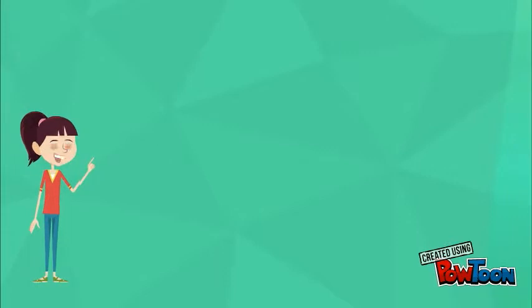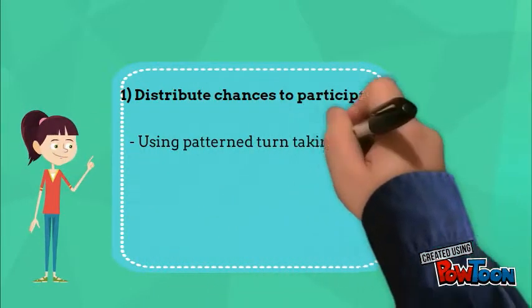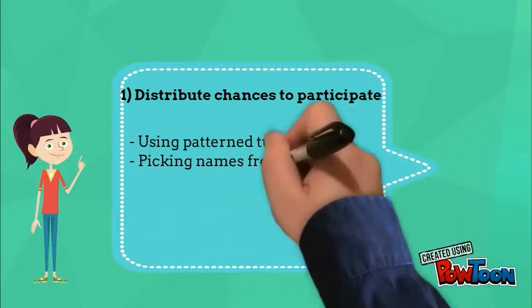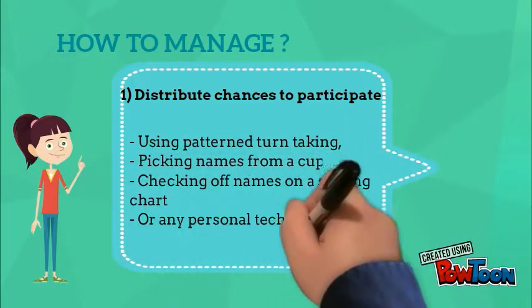The first one of them is to distribute chances to participate. This could be managed through techniques such as using pattern turn-taking, picking names from a cup, checking of names on a seating chart, or in a personally developed technique.